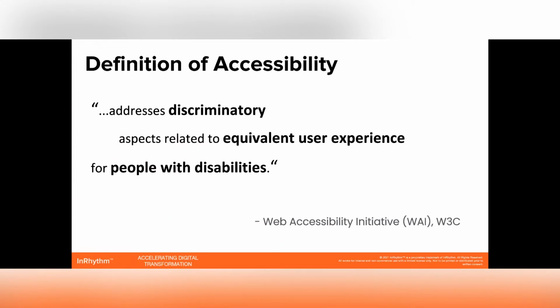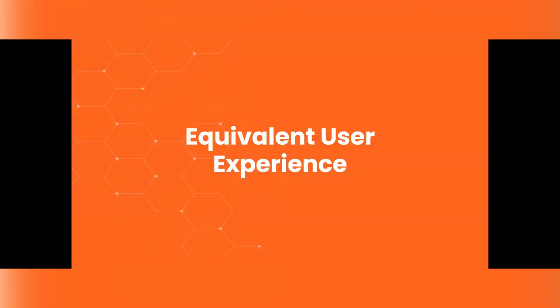So a definition of accessibility addresses discriminatory aspects related to equivalent user experience for people with disabilities. So let's take a closer look at these three components: equivalent UX, discriminatory, and people with disabilities. First up, equivalent user experience.